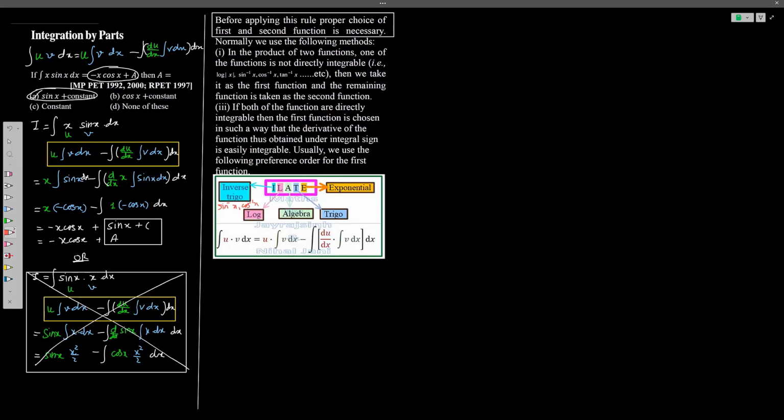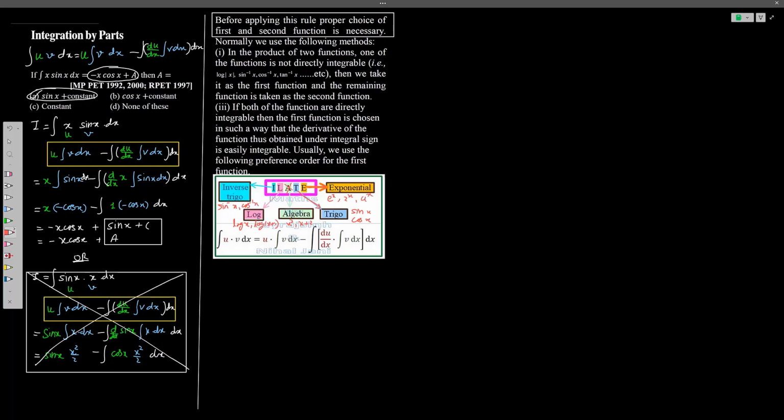Okay. L stands for logarithmic term: log x plus 1, log x square plus 1, and so on. A stands for algebra, terms like x square, x plus 2, and so on, x raised to n. T stands for trigo: sin x, cos x, tan x, a big family. And E stands for exponential: e raised to x, 2 raised to x, a raised to x.